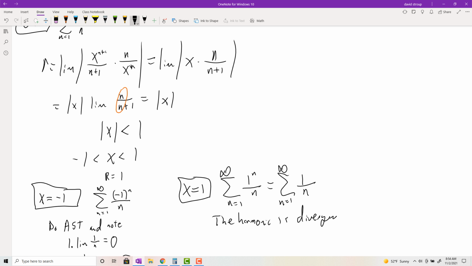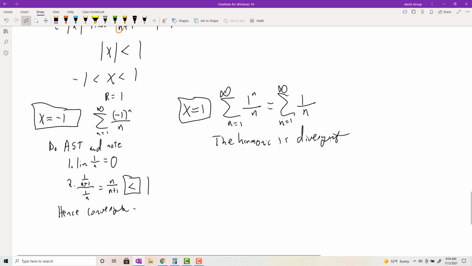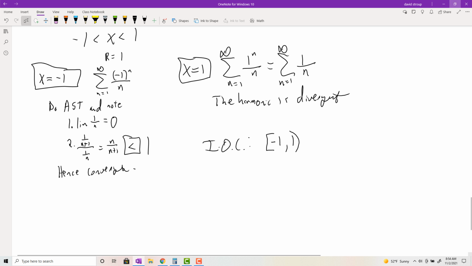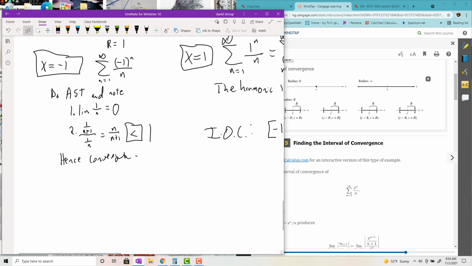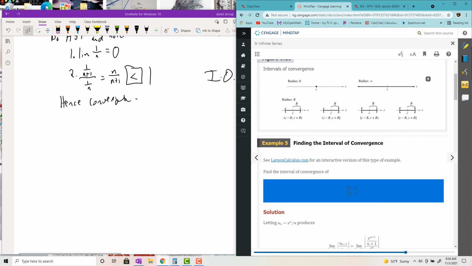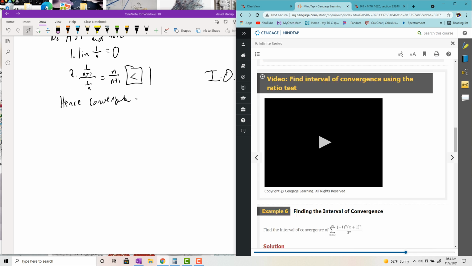Okay. So for our interval of convergence, our IOC, on the negative 1 we have convergence. So we put the hard bracket, and then at 1 we put the soft parentheses to indicate it's not included. Okay, so that's the deal. It's a little bit more work when this happens, and it's always kind of annoying, but there it is.